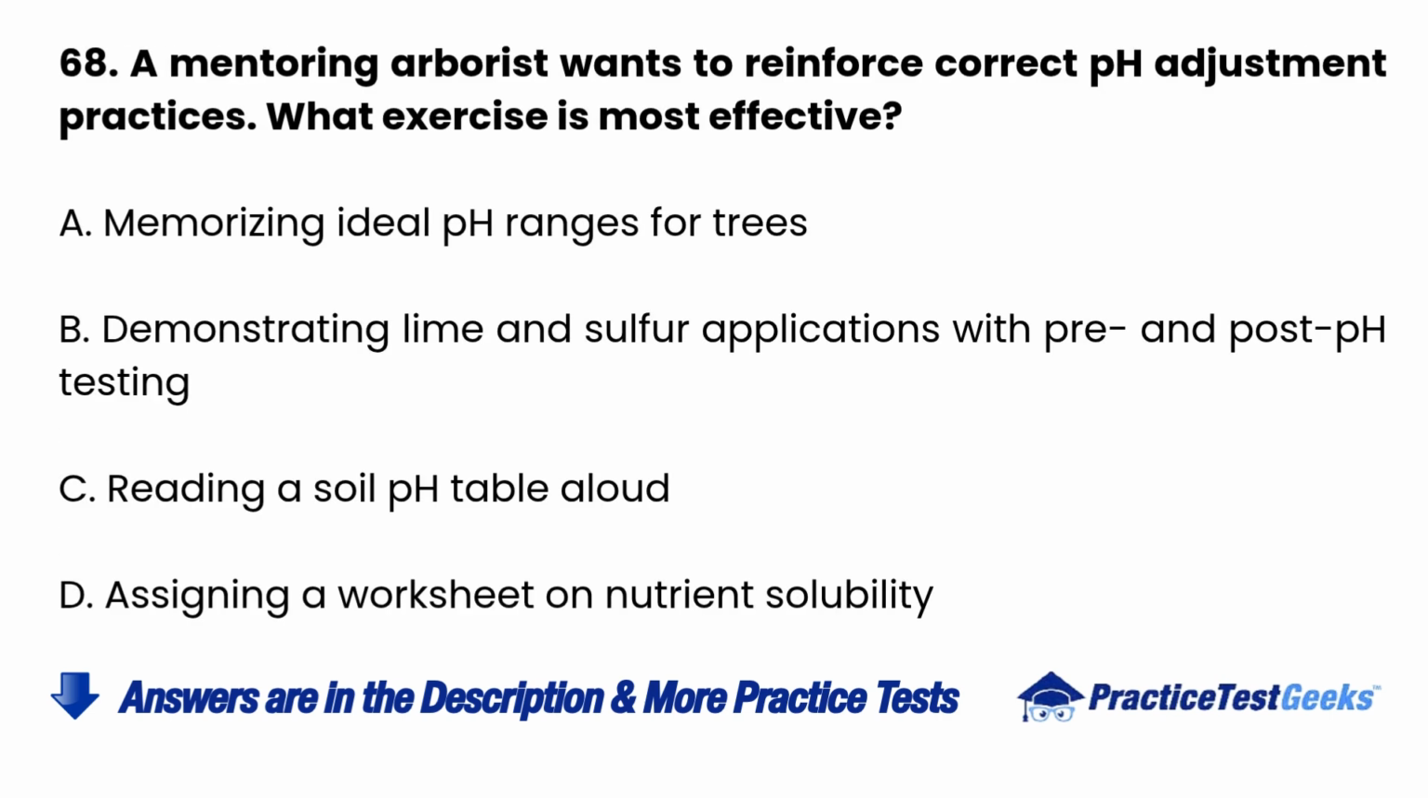68. A mentoring arborist wants to reinforce correct pH adjustment practices. What exercise is most effective? A. Memorizing ideal pH ranges for trees. B. Demonstrating lime and sulfur applications with pre- and post-pH testing. C. Reading a soil pH table aloud. D. Assigning a worksheet on nutrient solubility.